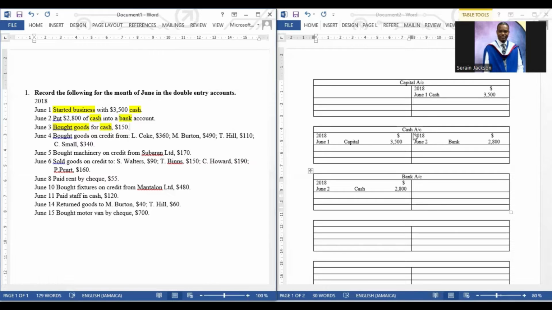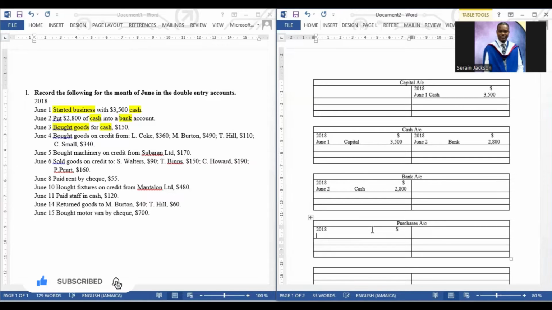So we already have a cash account, so we don't need to draw it up, but we don't have a purchases account, right? And I tell you something about the purchases account. Purchases account is always debited. If you remember that, you're good, right? Half of your problem is already solved. Purchases account is always debited. Don't forget that.